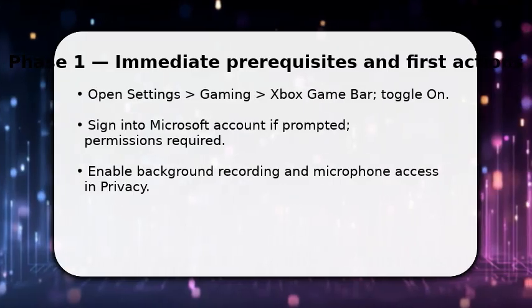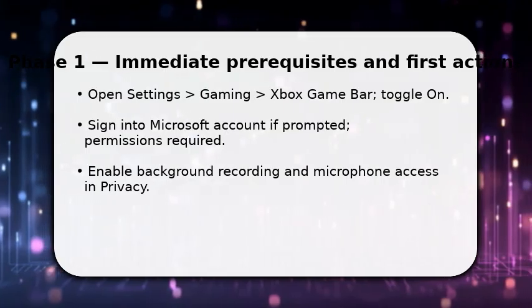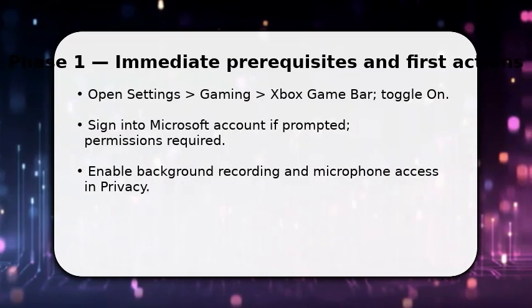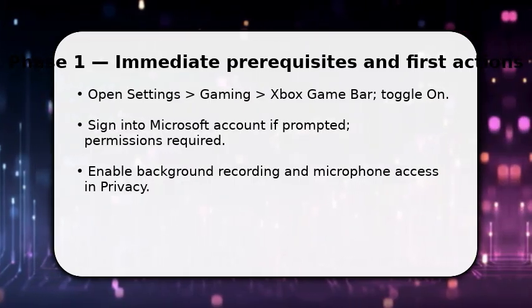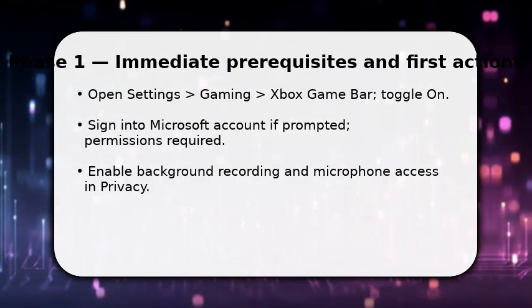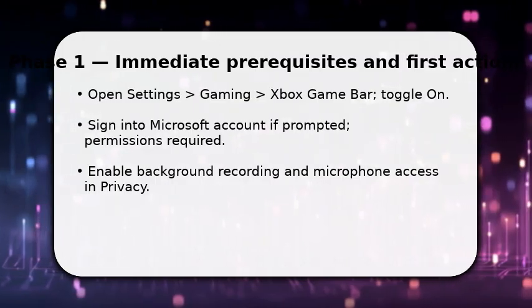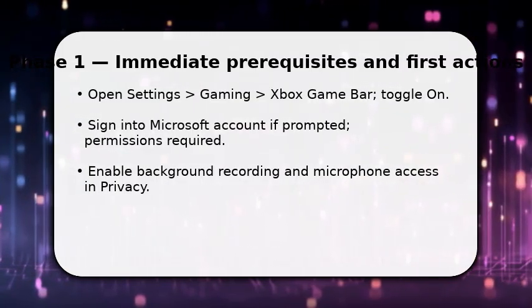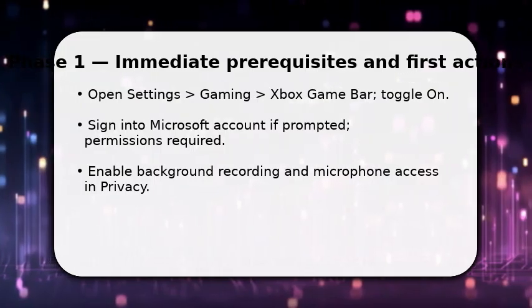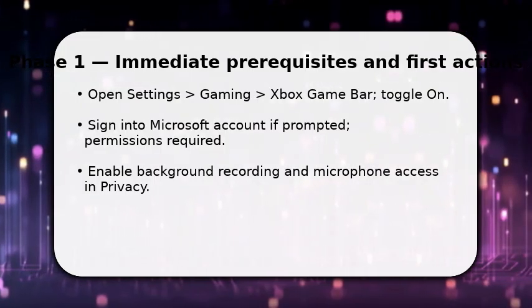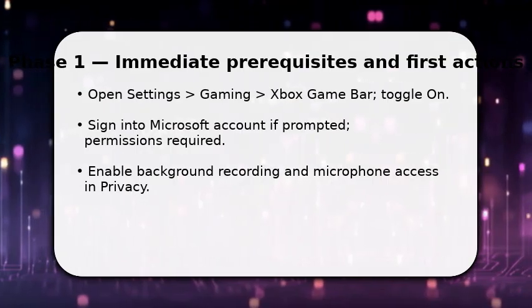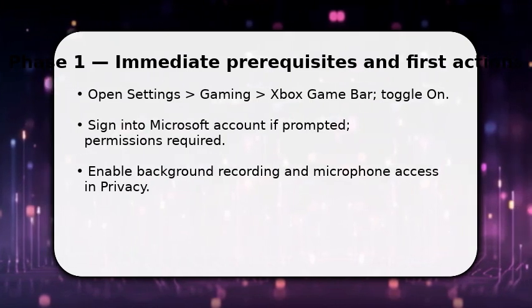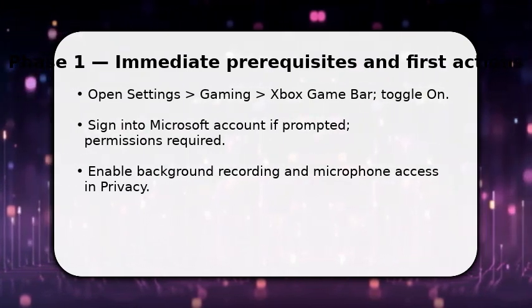You start by enabling the feature. Open Settings, go to Gaming, then Xbox Game Bar, and toggle it on. Do this now so the system registers hotkeys and overlays. Once done, sign into your Microsoft account if asked, because some features require authentication. Also make sure privacy settings permit microphone and game capture, otherwise recordings will be muted or blocked. These steps set the platform-level permissions that let the recorder run and interact with games without permission errors.